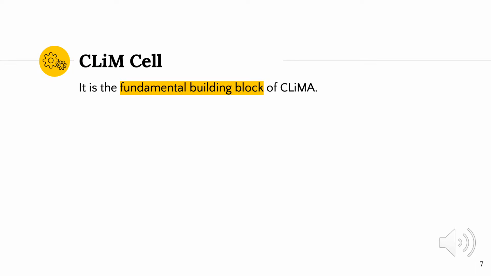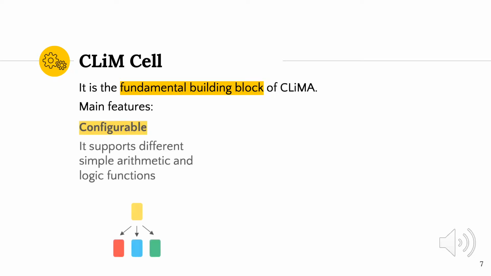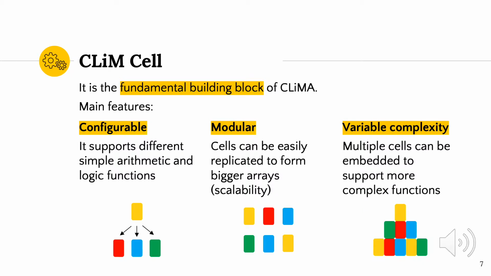What gives CLIMA configurability is the cell, which is the fundamental building block of the architecture. The cell was designed to be configurable, which means that the same hardware can be reused to support different arithmetic and logic functions. It is modular, so the cell can be easily replicated to build bigger arrays, so the architecture is highly scalable. It is also characterized by variable complexity, which means that multiple cells can be embedded together to form more complex cells that support more complex functions.